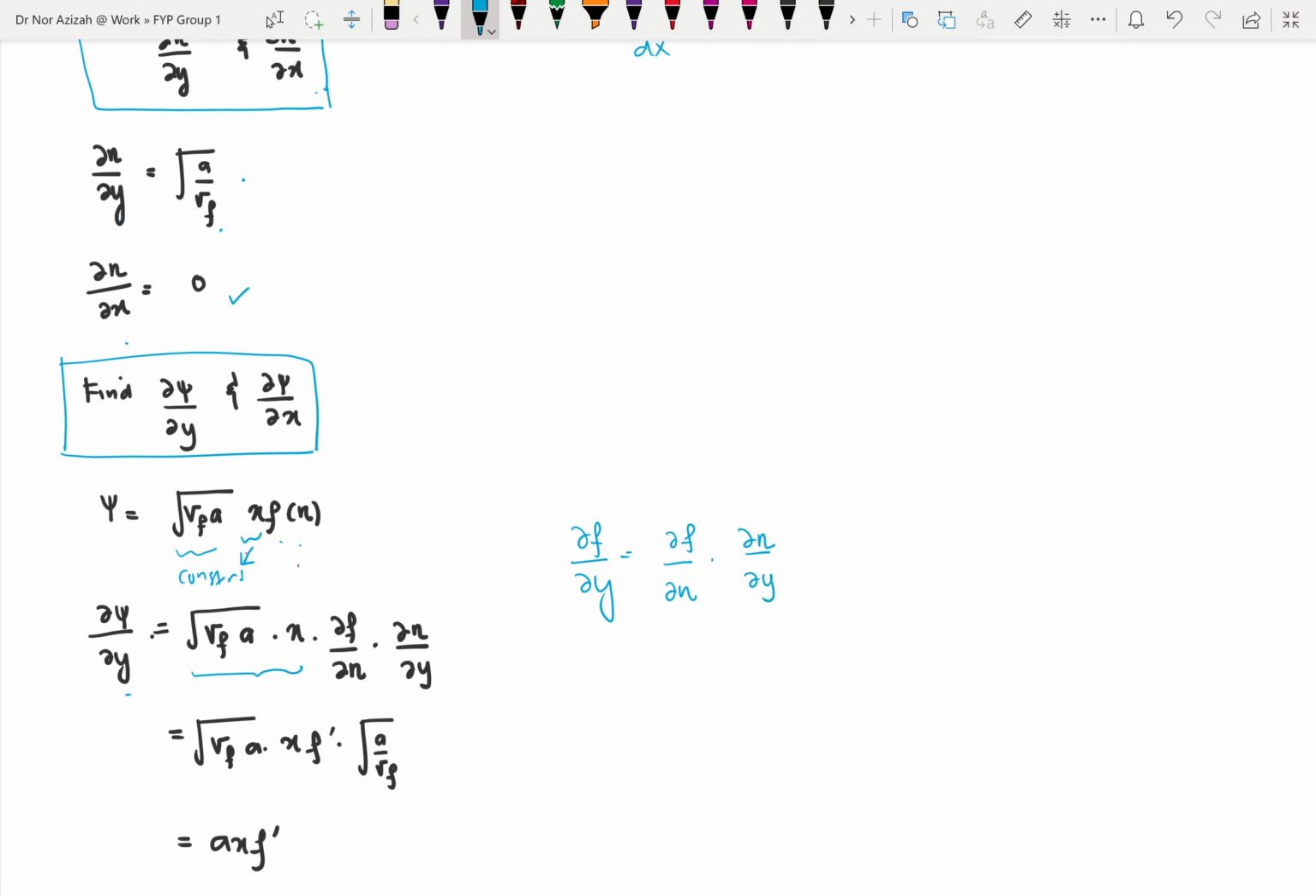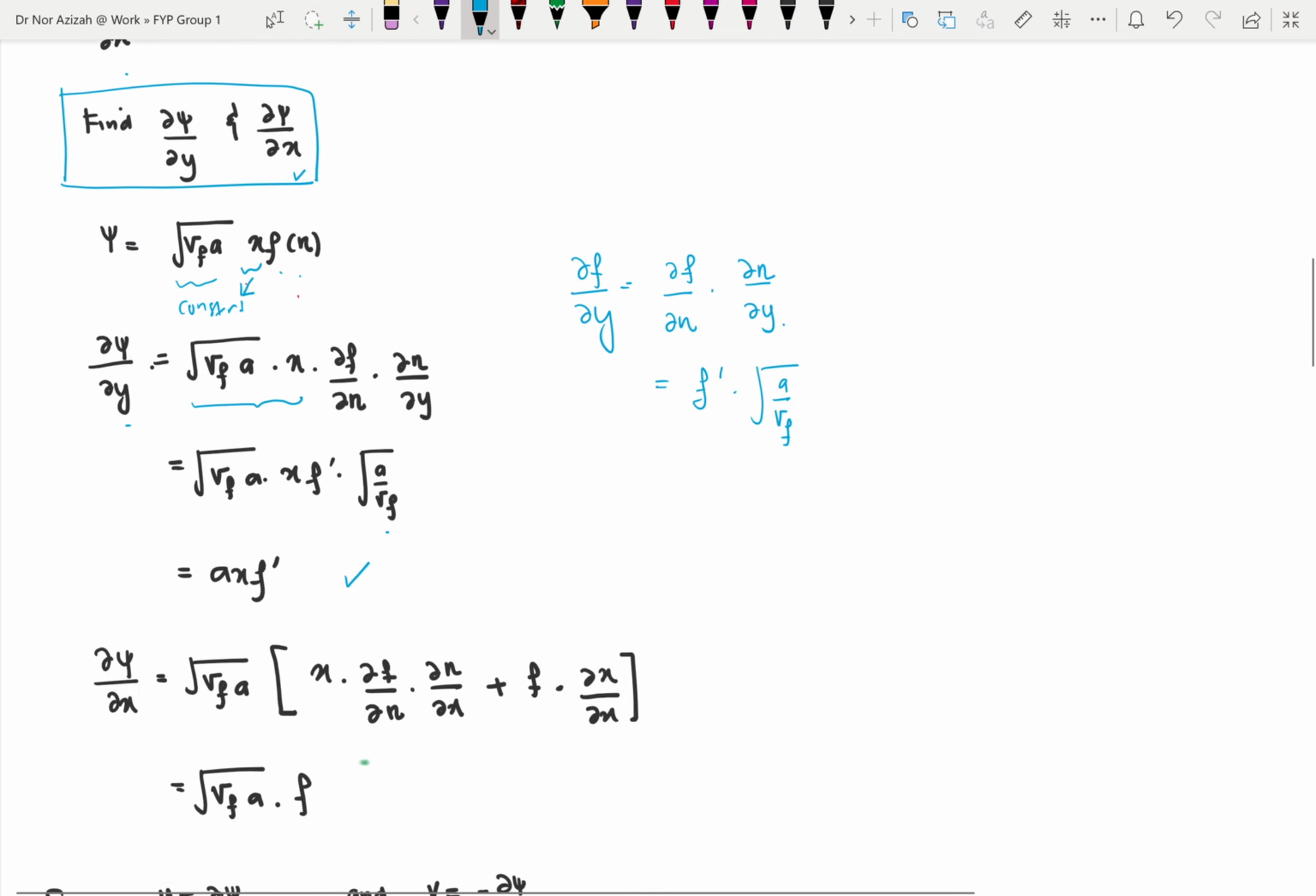Del f del eta here is f prime. Del eta del y is square root of a over nu nf. So you just put here and then simplify, then you will get del psi del y equals ax f prime. Done for del psi del y. Next you need to find del psi del x.